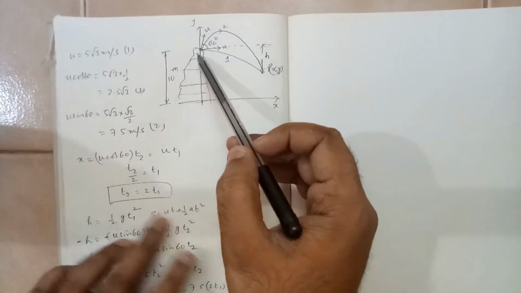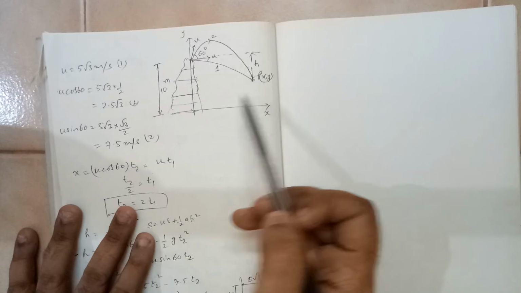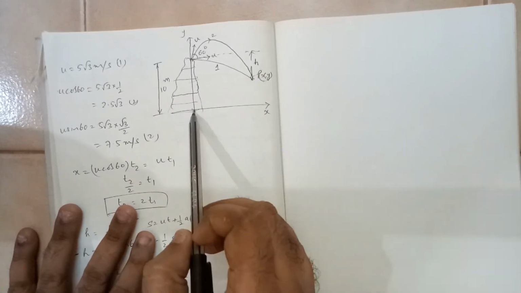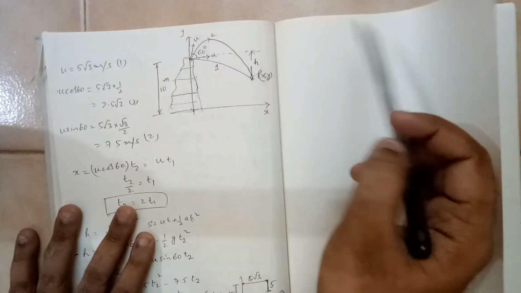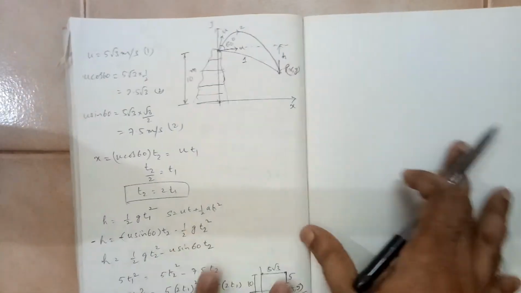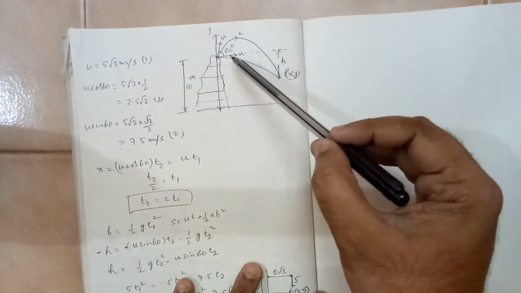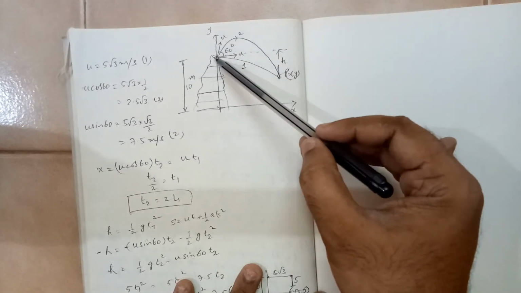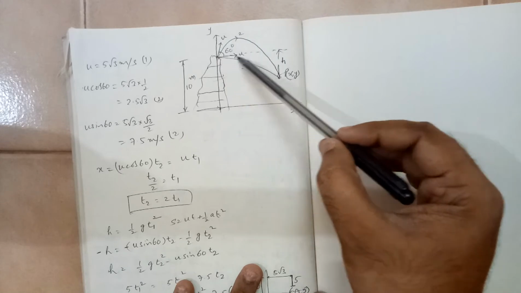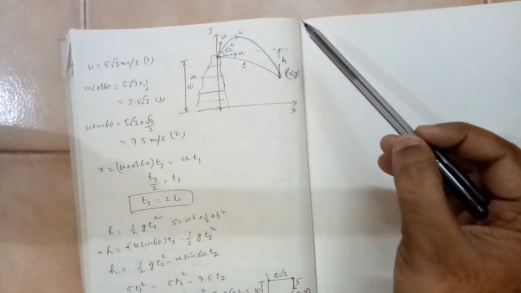There is a hill. This is the foot of the hill which he is telling you to take as the origin of the coordinate system. So this is the x-axis and this is the y-axis. Now here, two shots are fired, one in a horizontal direction and one in an angled way as a projectile.